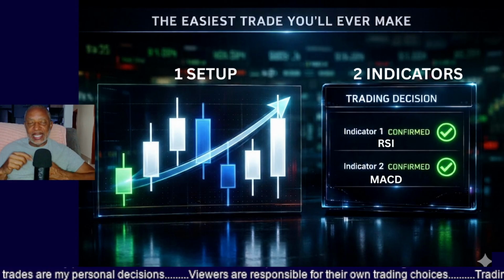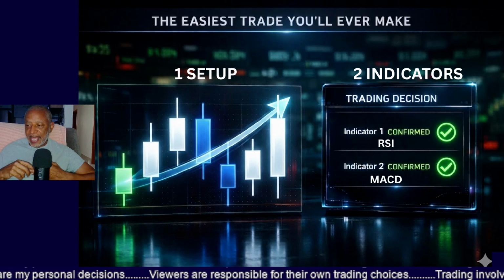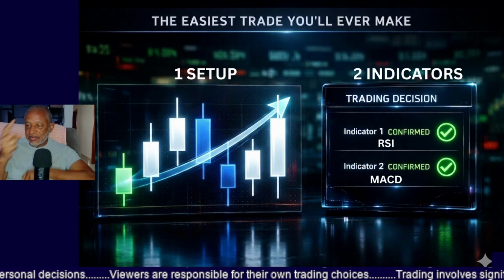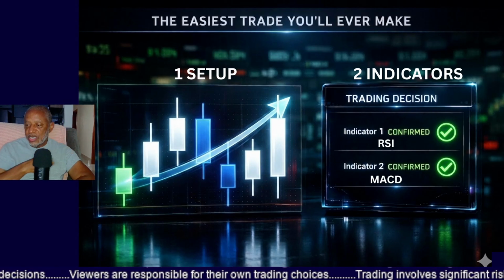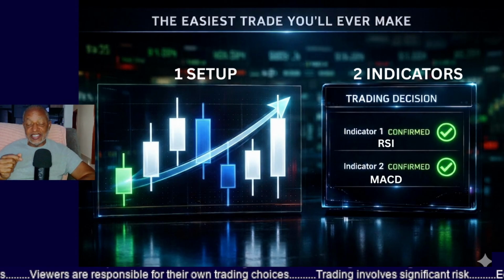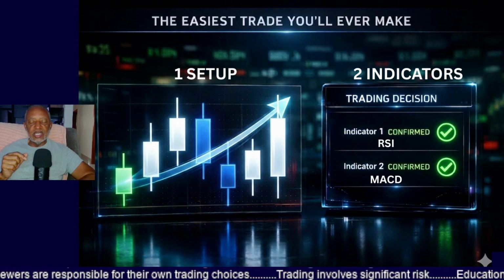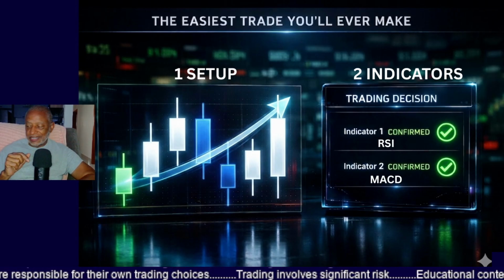We've got to have our MACD and our RSI line up just as you see them right there on the screen. Those two, the MACD and the RSI, have to say yes also. And as the night goes along, I'll be able to show you what those look like.